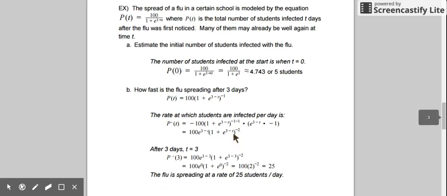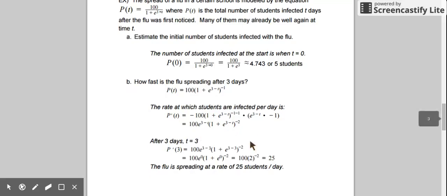That's our rate of change function, and we want to find out what the rate of change is after 3 days. So I plug 3 into my rate of change function, evaluate, and we get about 25. So that means that our flu is spreading at a rate of 25 students per day at the end of the 3rd day.